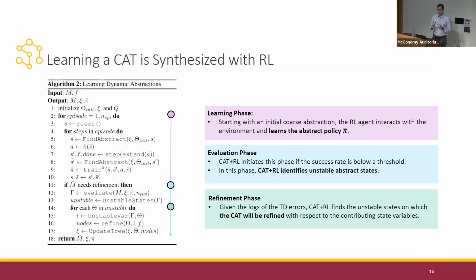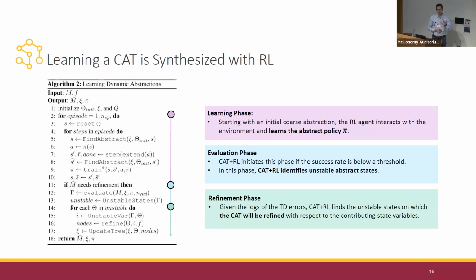We set the refinement condition to be to check if the recent success rate of the agent is below some threshold. So as long as that is the case, the agent, after a certain number of episodes, checks that condition. And if the success rate is below that threshold, it means that we need to refine our abstraction. So we initiate the evaluation phase.